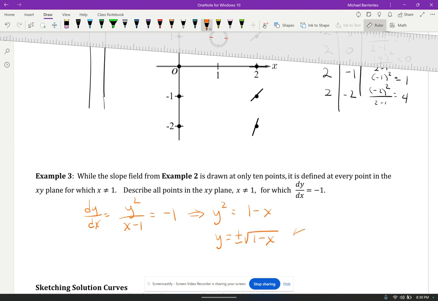And I just found all of the xy points that will produce a derivative, a dy/dx, that's equal to negative 1. Which x and y points are there? Well, they're the ones that satisfy this equation, right? If y equals positive or negative square root of 1 minus x, then those x and y coordinates will produce a slope that is negative 1. And that's it. That's all you have to find.